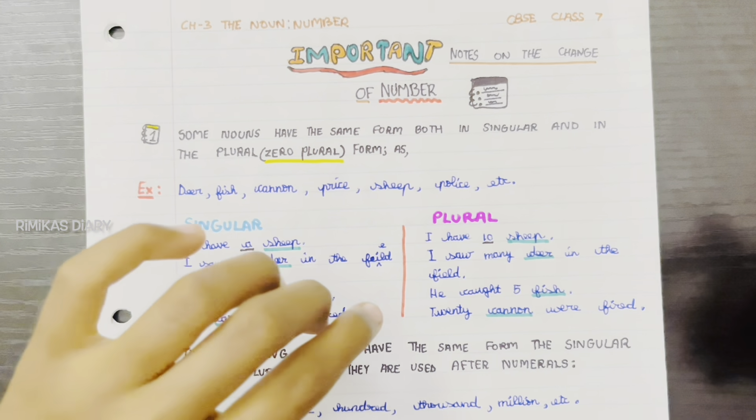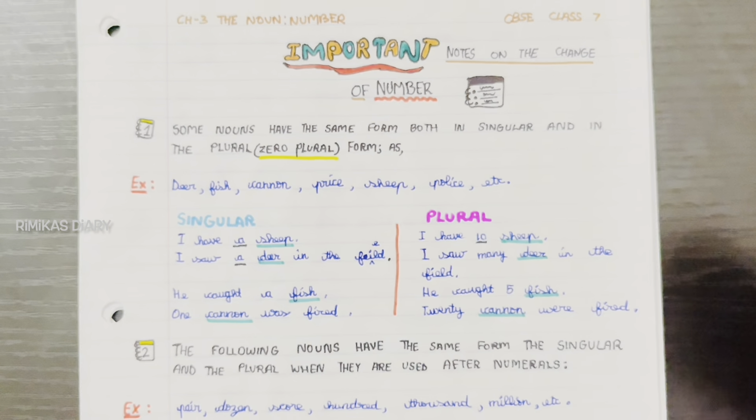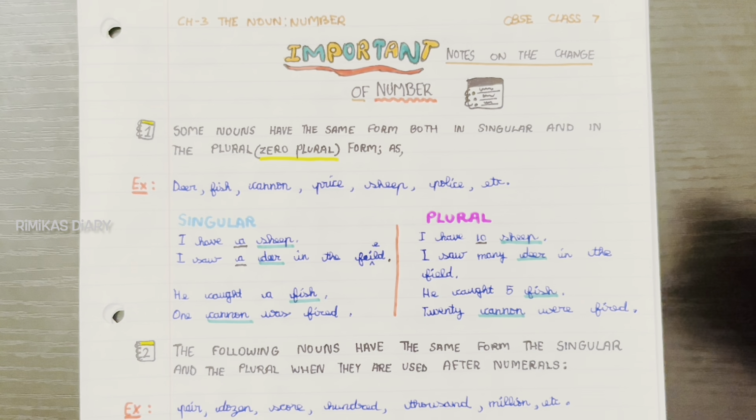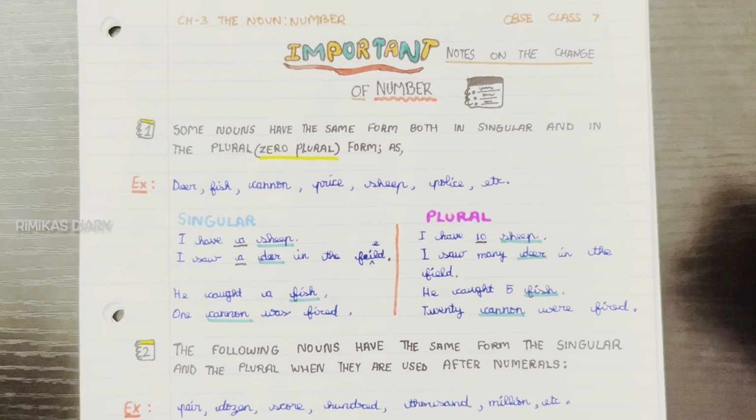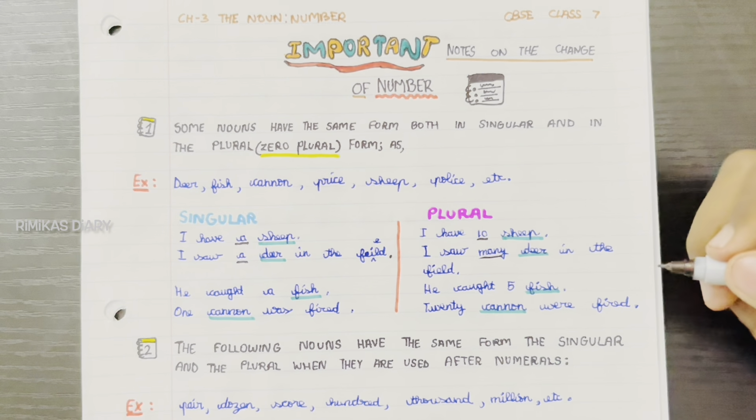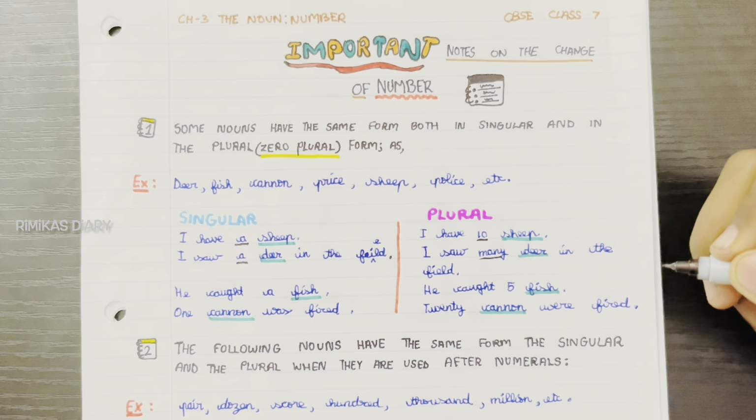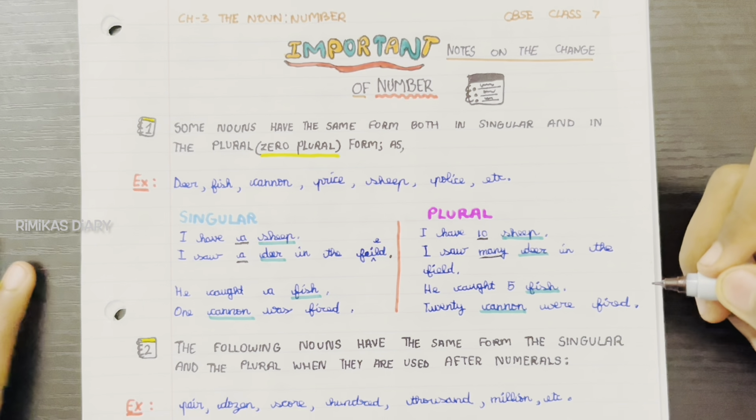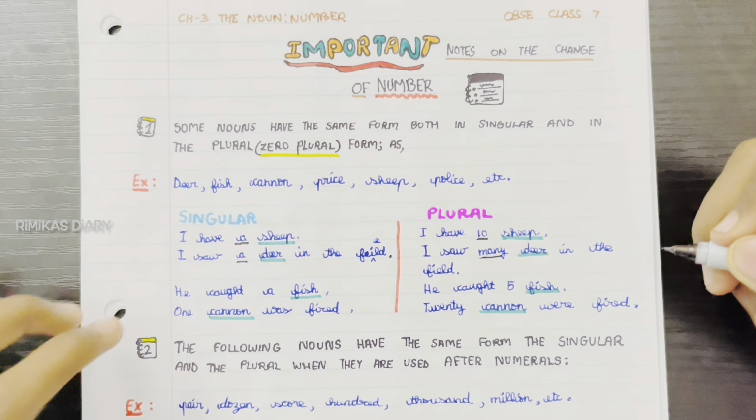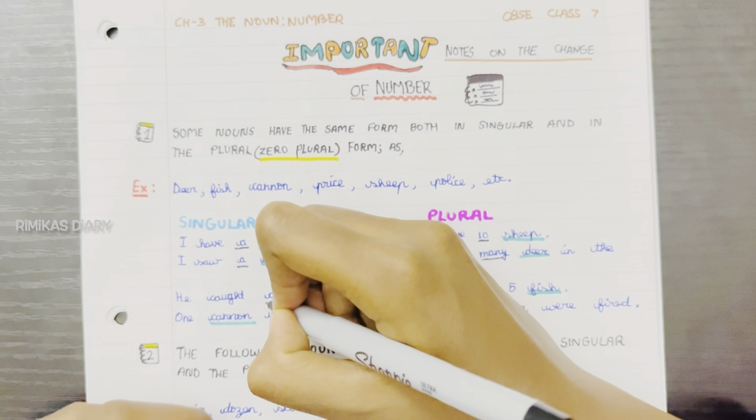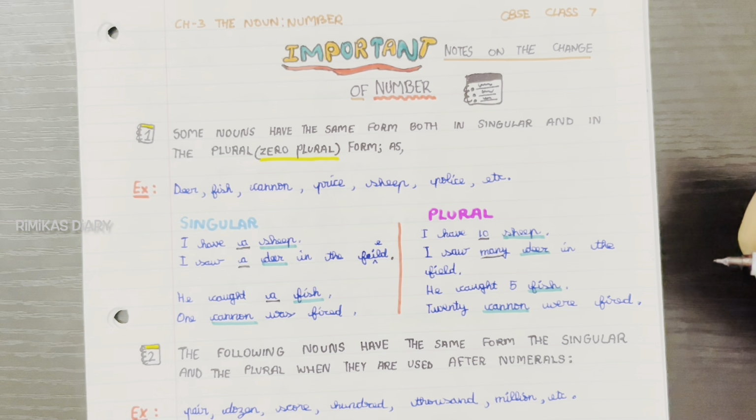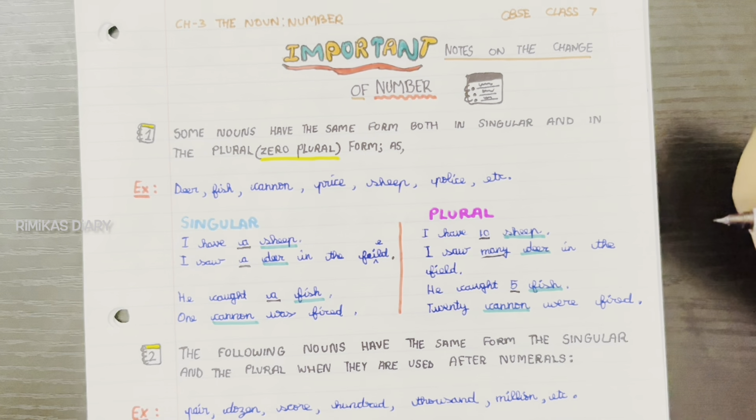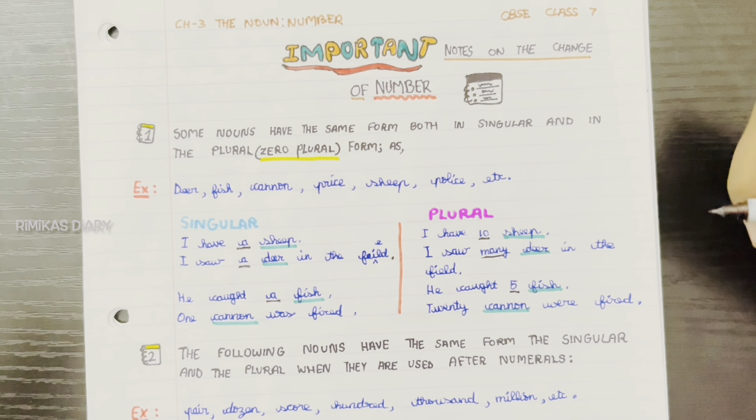I saw a deer in the field. I used A to represent that I only saw one deer in the field. In plural form, I saw many deer in the field. Here, I used the word many to represent that I saw many deer, more than one deer in the field. So this is plural form. He caught a fish. I used the article to represent that he only got one fish. In plural form, I put the number 5. He caught 5 fish, to represent that he got more than one fish.